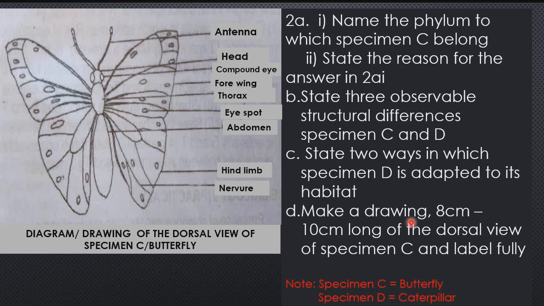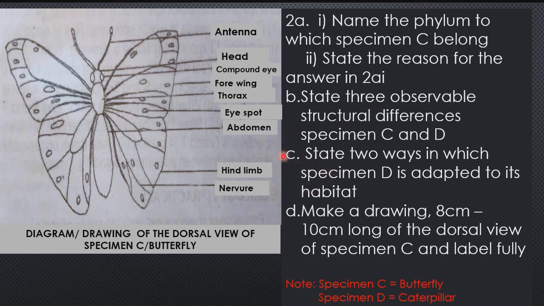Now state the reason for the answer. Many people were writing because they are insects, because they have wings. Is that the reason why they are Arthropoda? Okay, now in this question, here are the possible reasons why a butterfly is an arthropod.